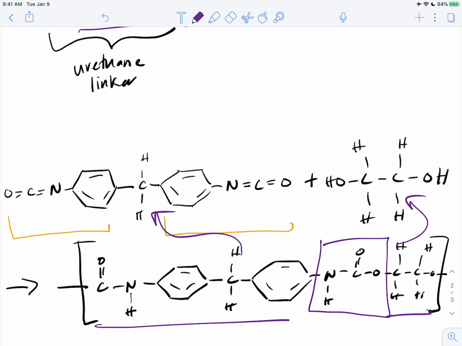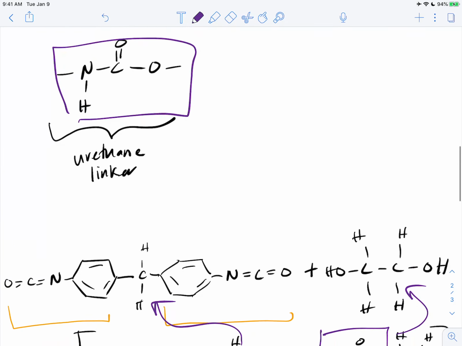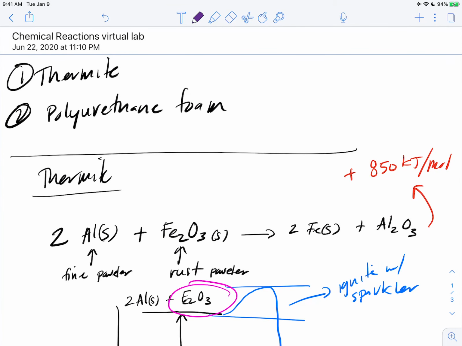So that being said, I think that's all we're going to go through. There's a lot more to this reaction, but we're not going to worry about that. So that is the two reactions, polyurethane and thermite. Again, very different reactions, but we're going to see both of those in our lab today.